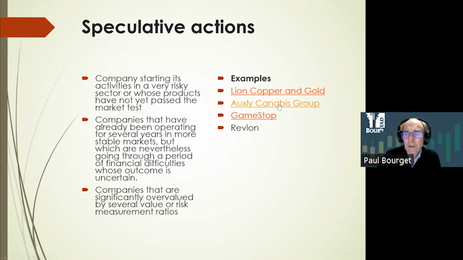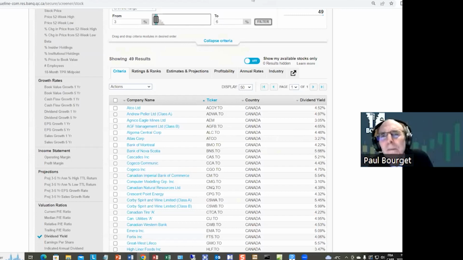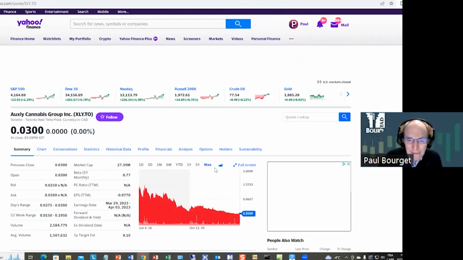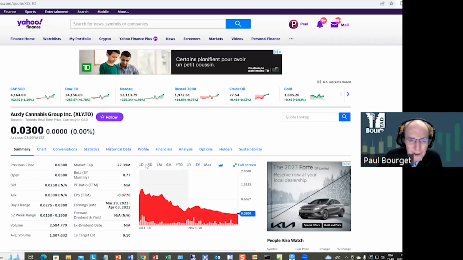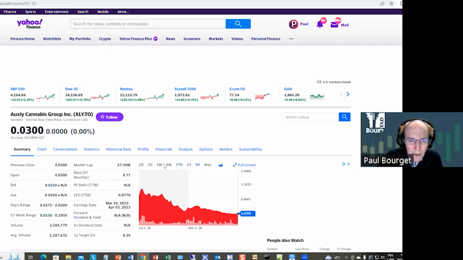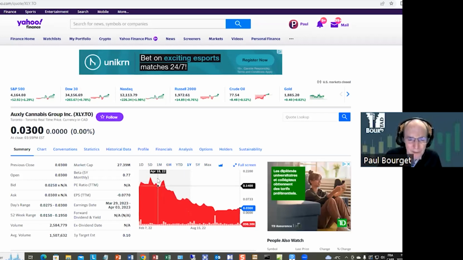Oxley Cannabis could be a firm in this category. Let's look at the graph for Oxley. Maybe we'll look at 1 year. Just one year would be enough.